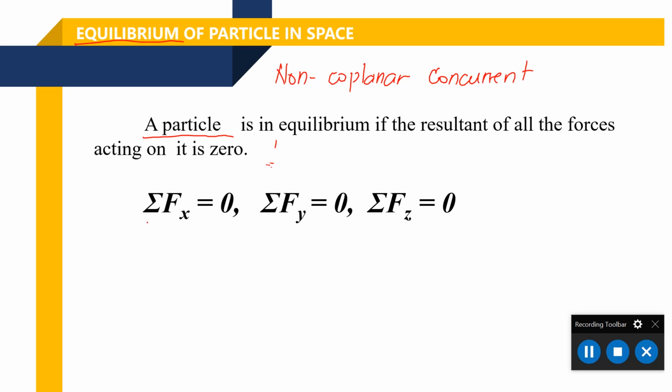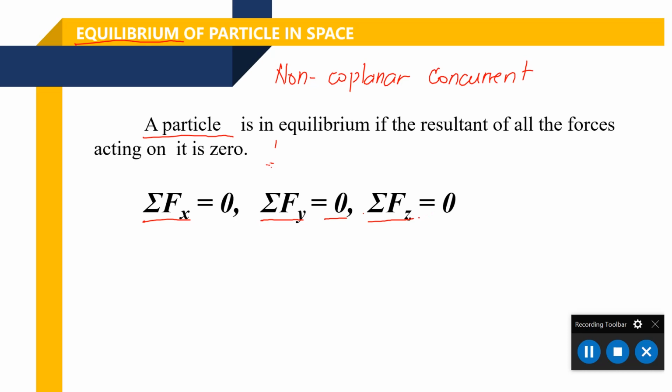Mathematically, it follows that the summation of all the forces along x must be equal to zero. Also, the summation of forces along y-axis must be equal to zero, and the summation of all the forces along the z-axis is equal to zero. Again, this is the same as what we have discussed on previous chapters, the equilibrium. The only thing na magkaiba is that we have now the third axis, which is the z-axis, kasi we are now dealing with non-coplanar concurrent forces or the forces in space.